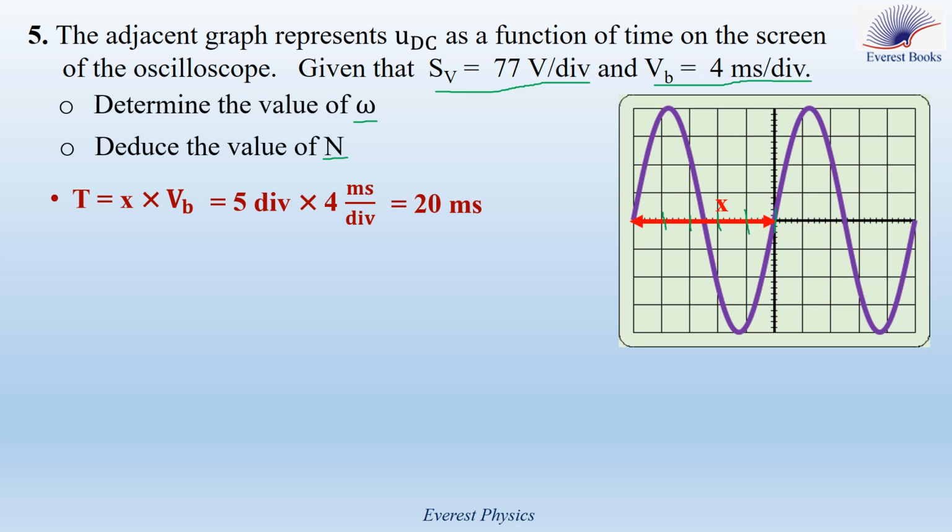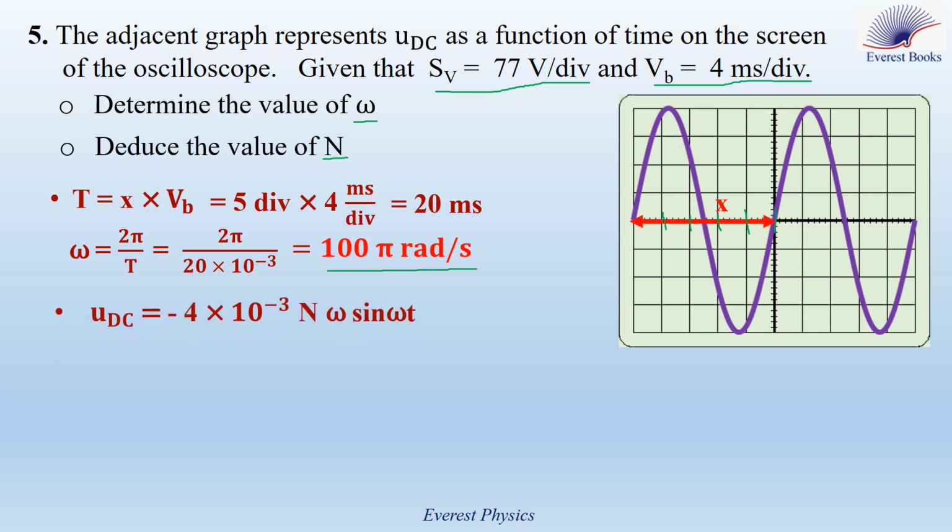But omega can be given using this formula. Omega equal to 2 pi over T. So replace T by 20 times 10 to the power minus 3 seconds. Therefore, omega is equal to 100 pi radians per second. Now, let's determine the value of n.